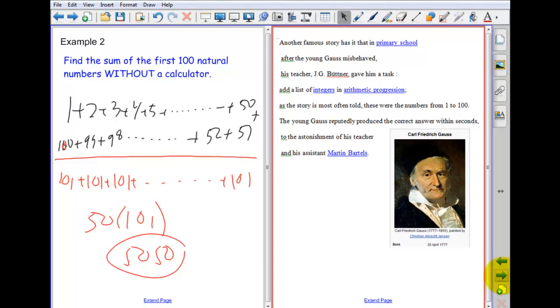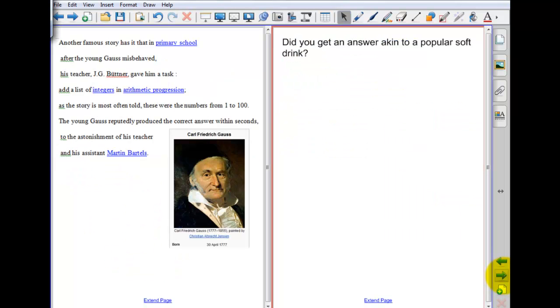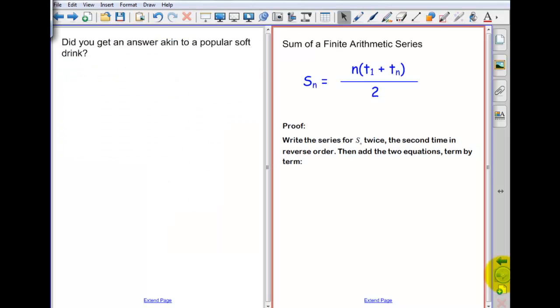Okay, so we did. Did you get an answer akin to a popular soft drink? 50-50? I don't know, what's 50% what, grapefruit and 50% starfruit? Yeah, it's good.